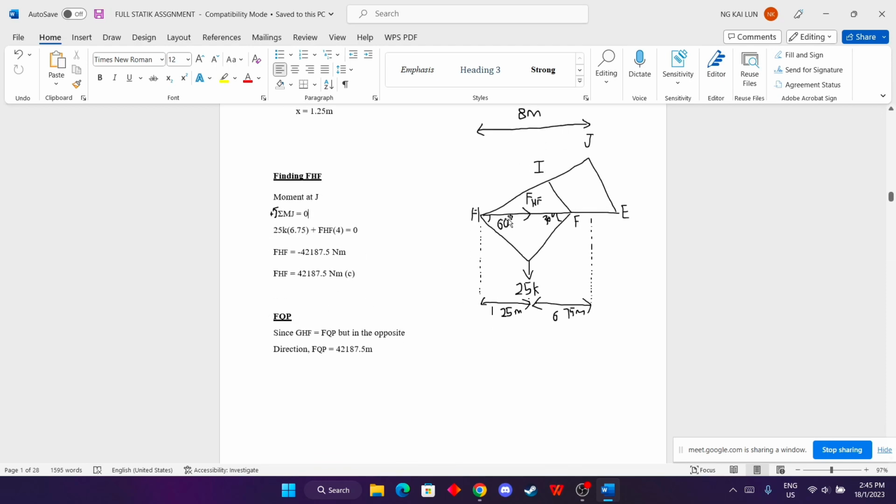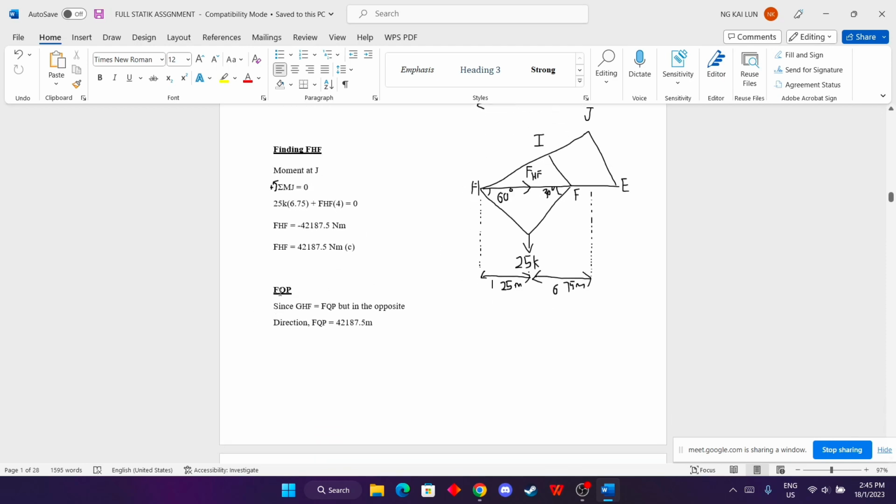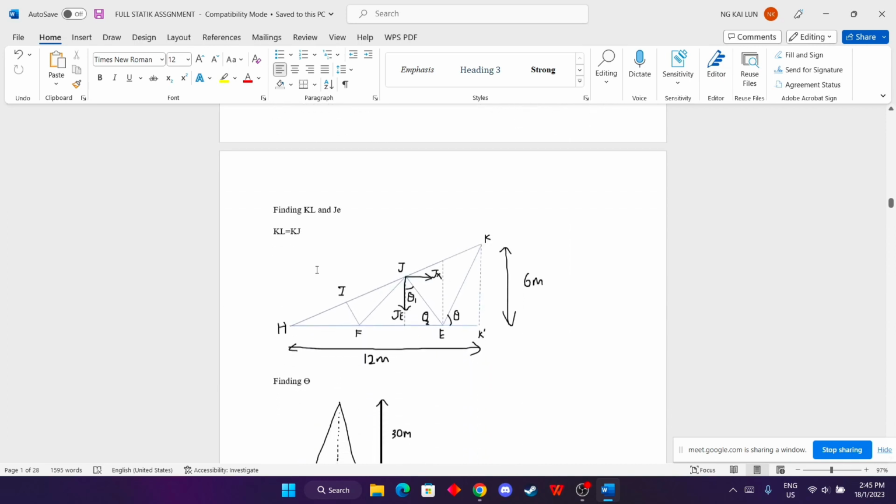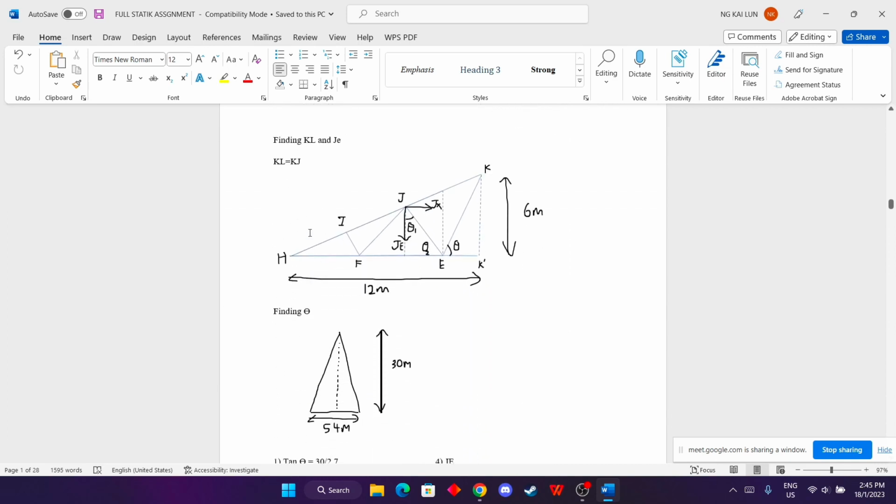And since we have HF, I can assume that FQP, which is the other side of the transmission tower, has the same force. HF equals FE. So HF equals QP, but in the opposite direction. So I can safely assume that FQ is also equal to the same force as HF. Now for finding KL and JE, the force in KL and the force in JE, I can assume that the force in KL is the same as the force in JE. So all I need to find is the force in JE, and then I can eliminate that.